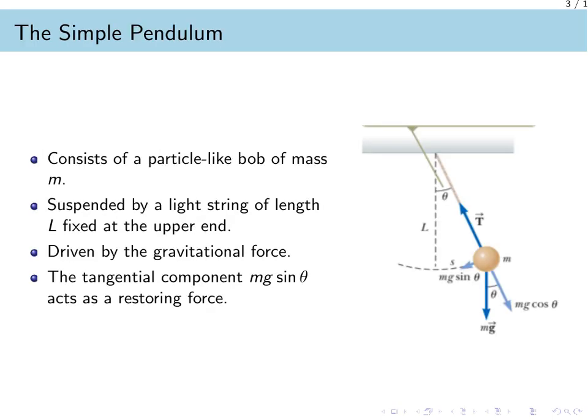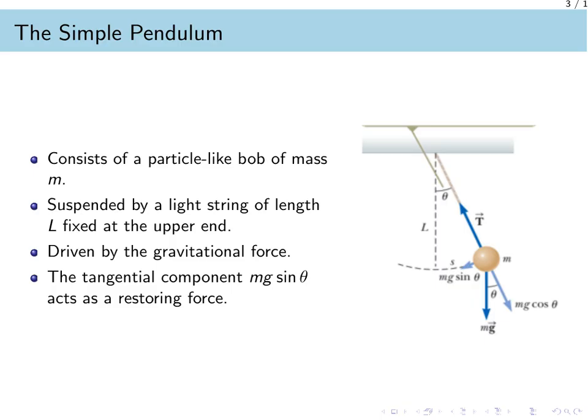A simple pendulum is a localized model consisting of a particle-like bob with a specific mass, represented by m. This bob is suspended from a fixed point by a light string of length L that does not stretch. When the bob is pulled to the side and released, it oscillates in a vertical plane. This motion is driven by the gravitational force acting downward on the mass.